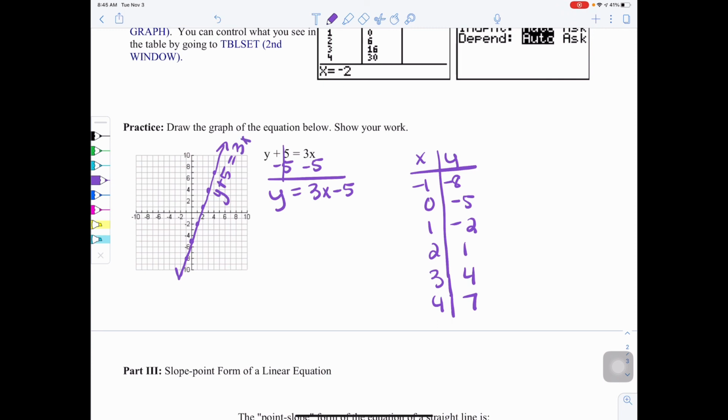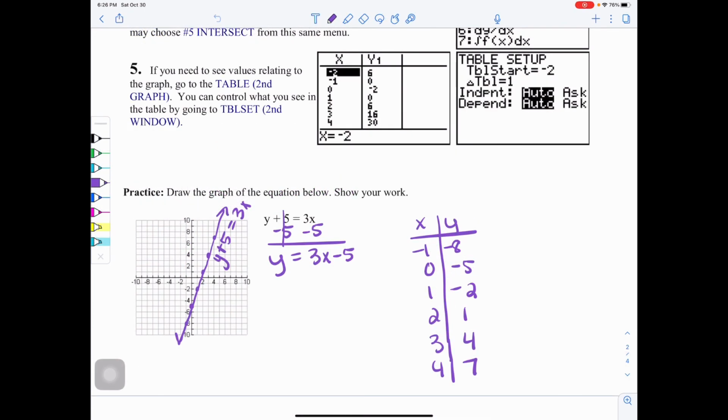It is going to be difficult to read these points off of your graphing calculator, so you are going to need to rely on that table to help you identify the specific points, which will make it easier for you to graph. And that concludes your lesson on using the graphing calculator to graph in slope-intercept form.